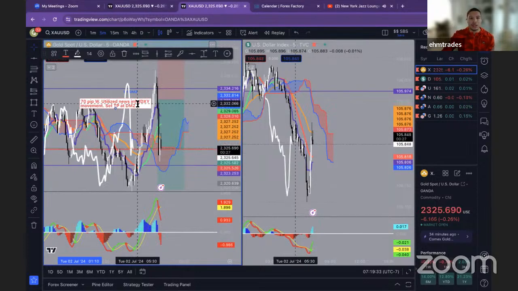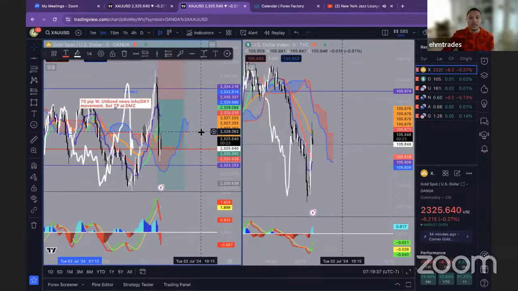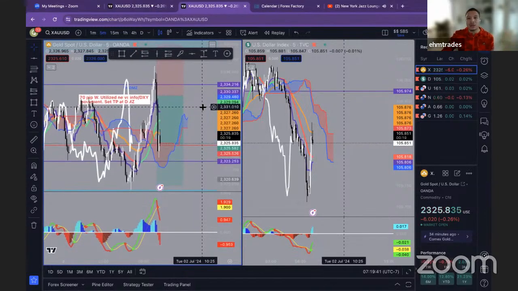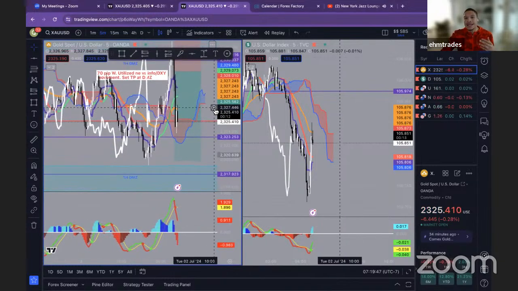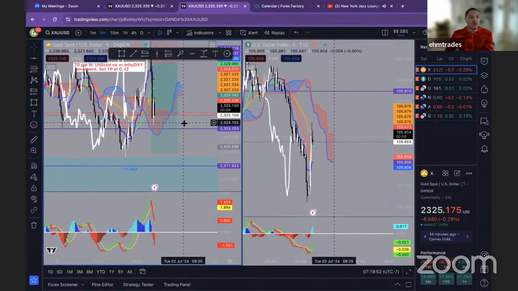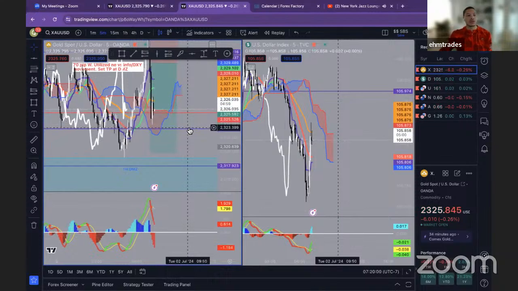So I'm just going to instill patience on this entry. If price ends up correcting significantly against my trade, I'll look for an exit at that moment. But I don't have any perspective of that happening based on all the information I have right now. And so I'm just going to trust this entry.